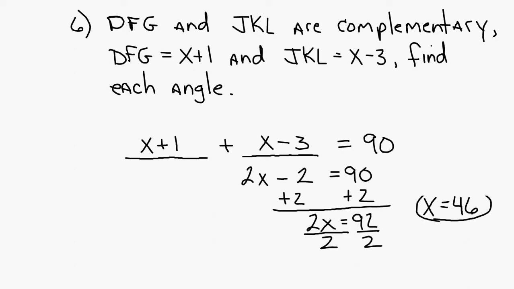But that's not the question. The question is to find each angle. So if this first angle is x plus 1 and x is 46, what's that angle measure? 47. And the other one is x minus 3. So 46 minus 3 is 43.